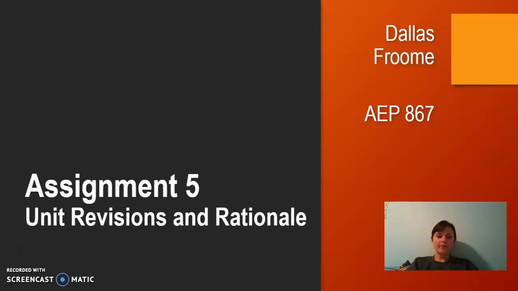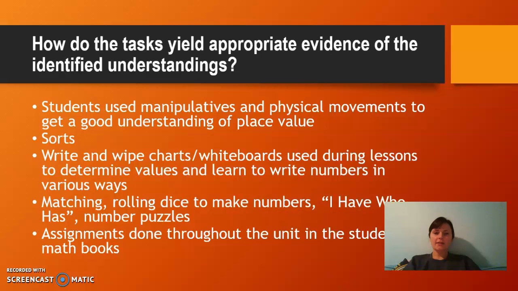This is my assignment 5, unit revisions and rationale. I teach 2nd grade, so my unit was over place value. How do the tasks yield appropriate evidence of the identified understandings?